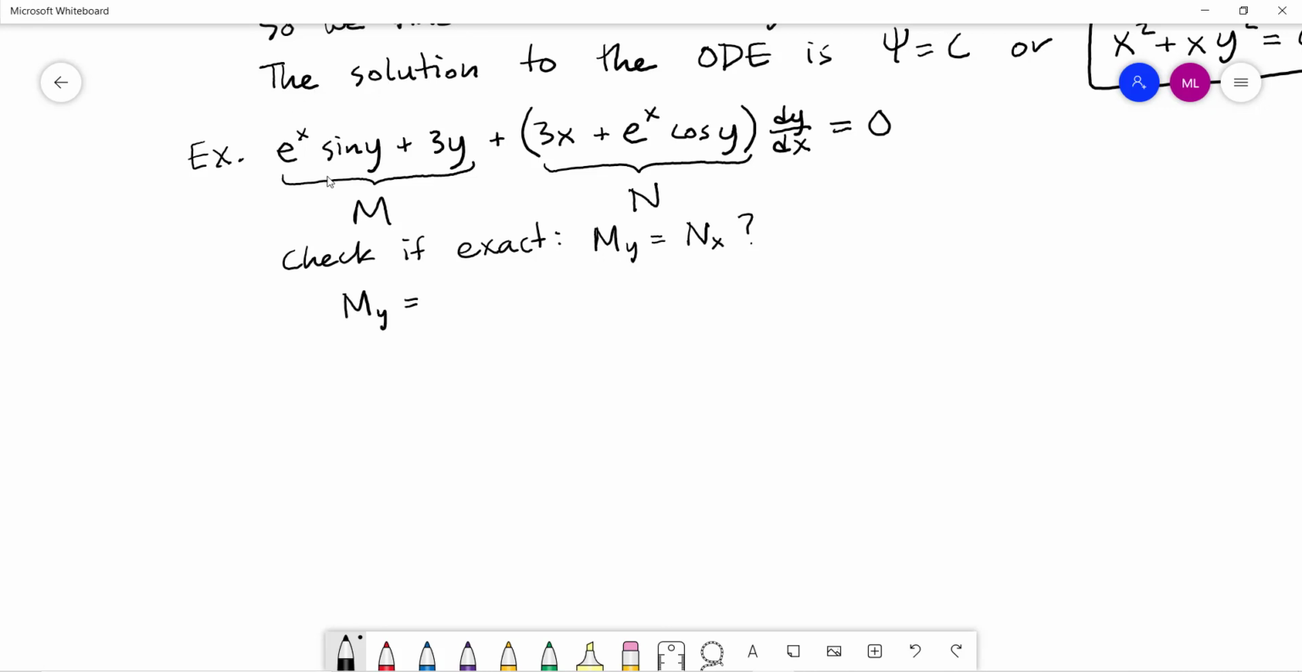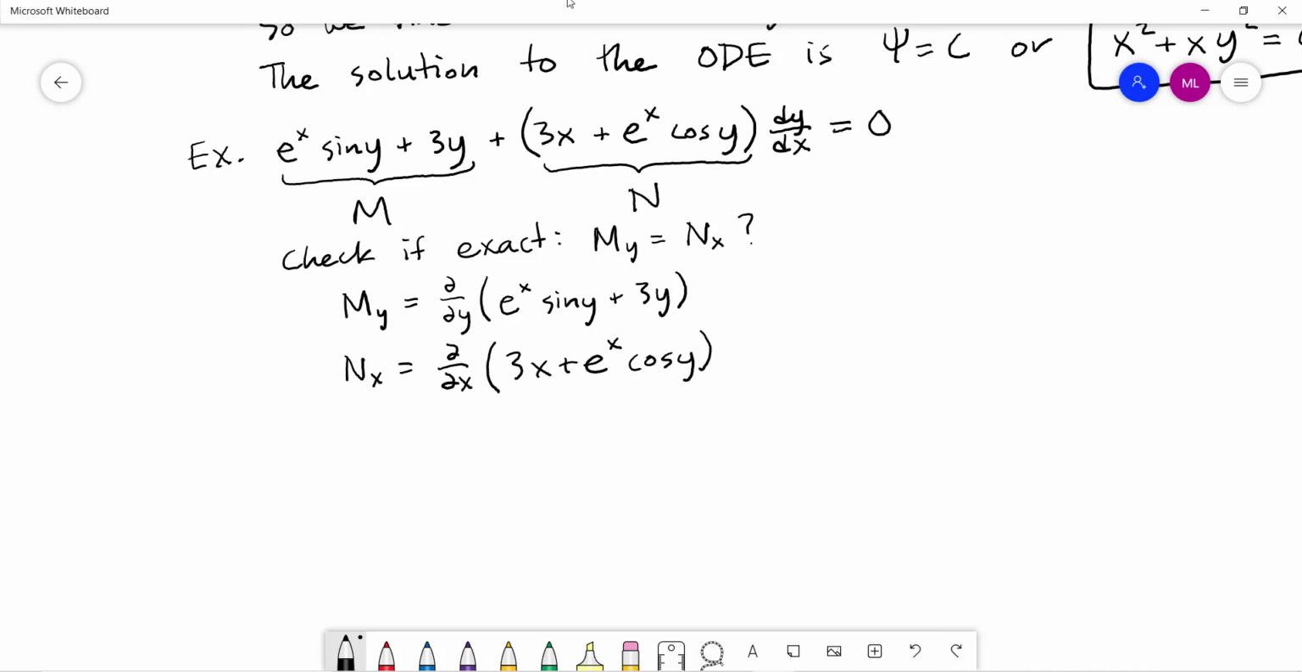Well, that's the y derivative of this big mess. So d/dy of e to the x sine y plus 3y. And we're going to check to see if that is equal to the x derivative of this N term. So N sub x is d/dx of 3x plus e to the x cosine of y. So let's see what we get for each of these.